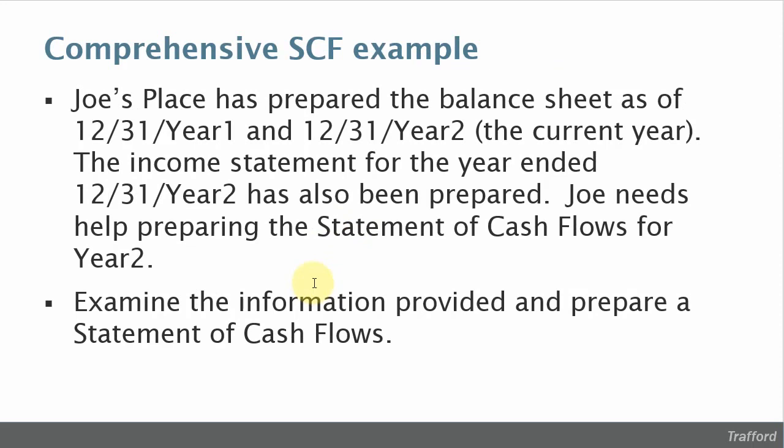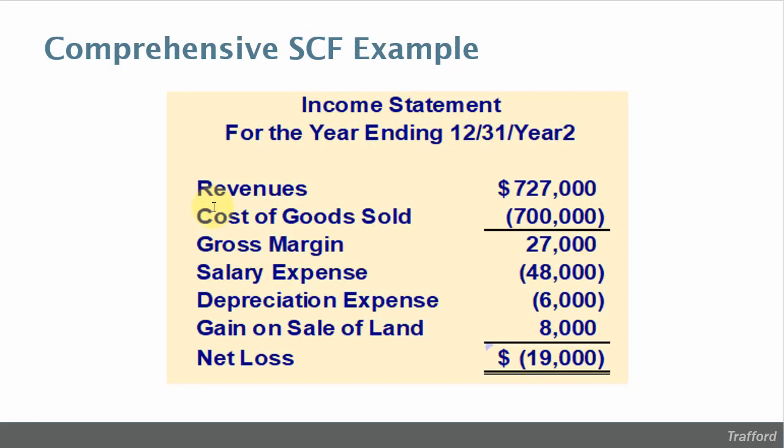Our little company will be called Joe's Place. We'll have balance sheets at the end of year 1 and year 2. We'll be preparing a statement of cash flows for year 2. We'll also have the income statement, of course, for year 2. This is the income statement for year 2.